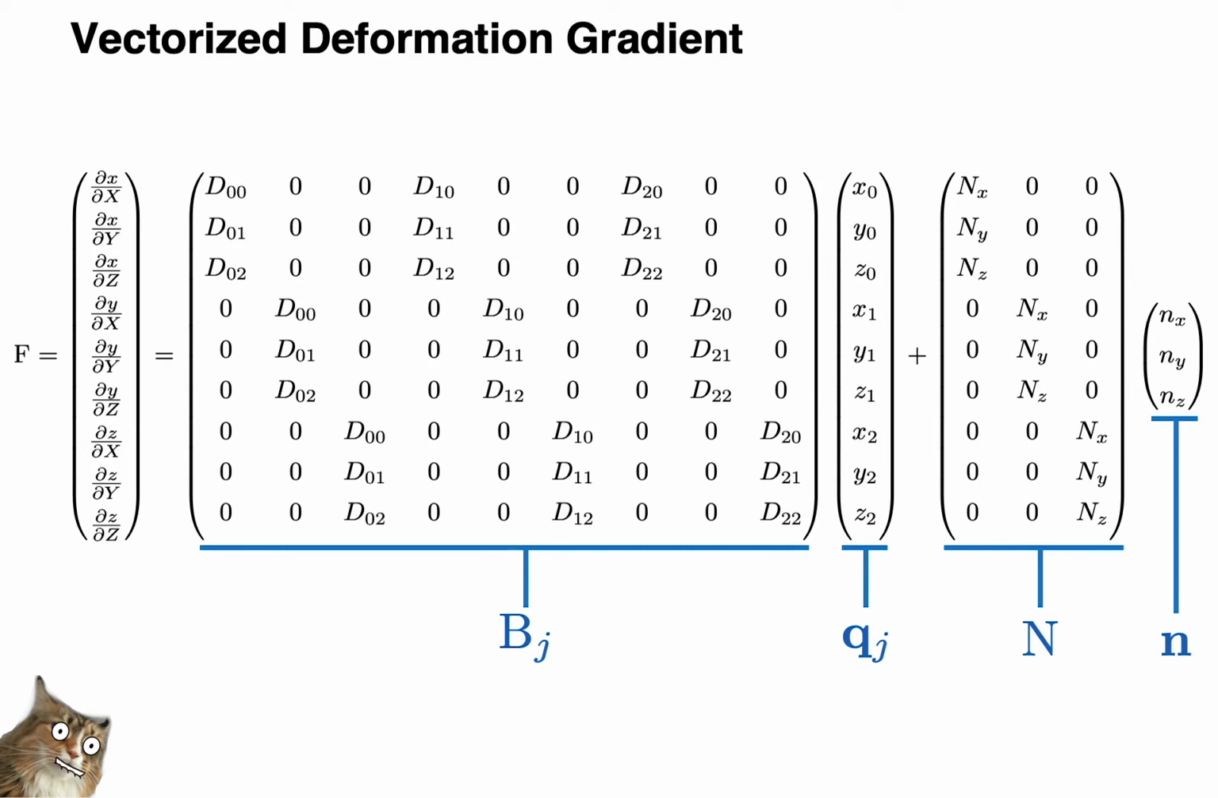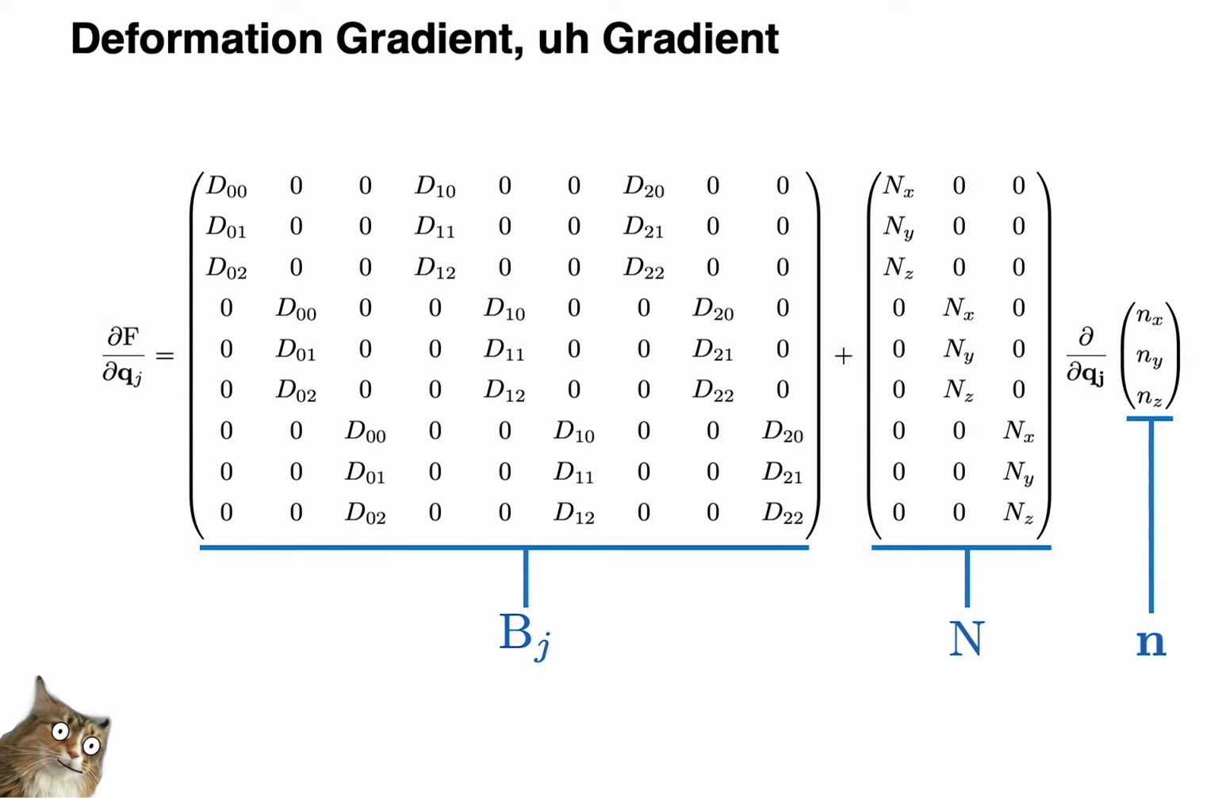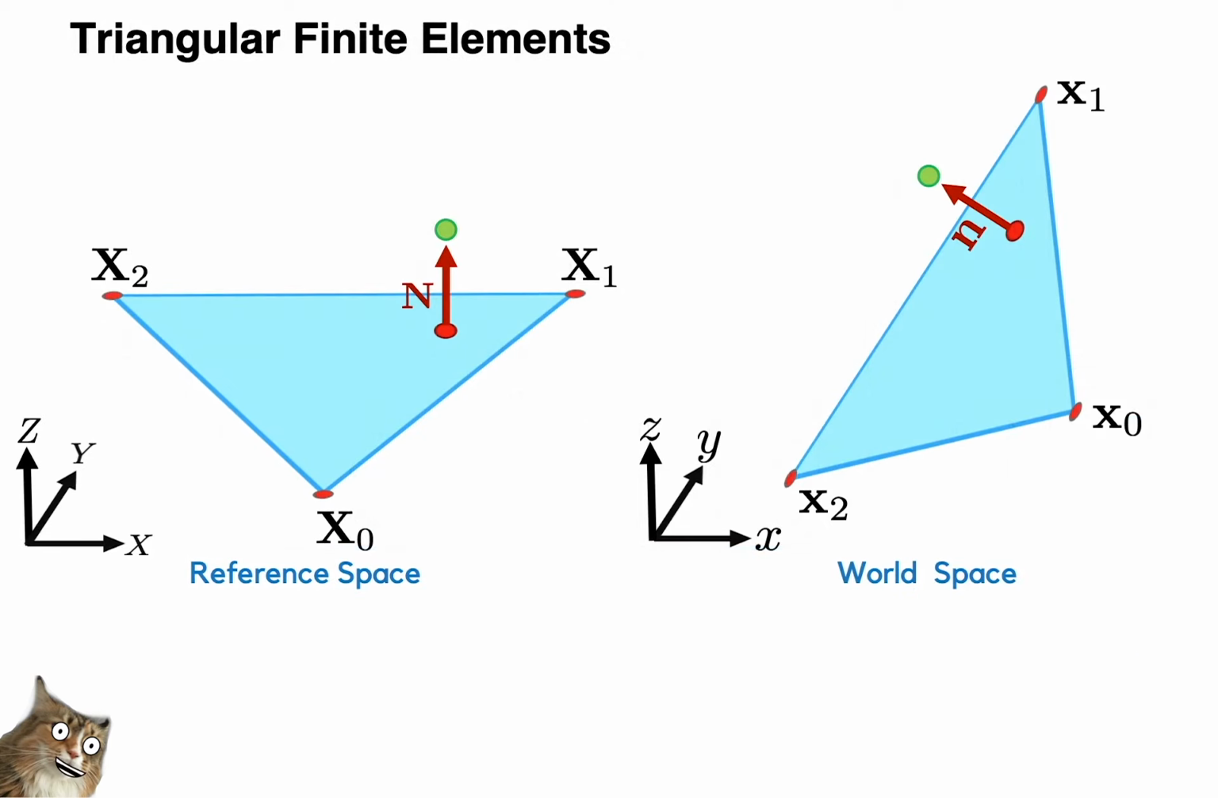If we take the derivative of this whole thing with respect to our generalized coordinate, we get the following. Our standard B matrix needs to be combined with a matrix that contains the derivative of the deformed unit normal with respect to the triangle generalized coordinate. Well, why is this term even necessary? Remember that changing our triangle's world space position will naturally change the orientation of the surface normal, and we have to account for this correctly in our calculations.